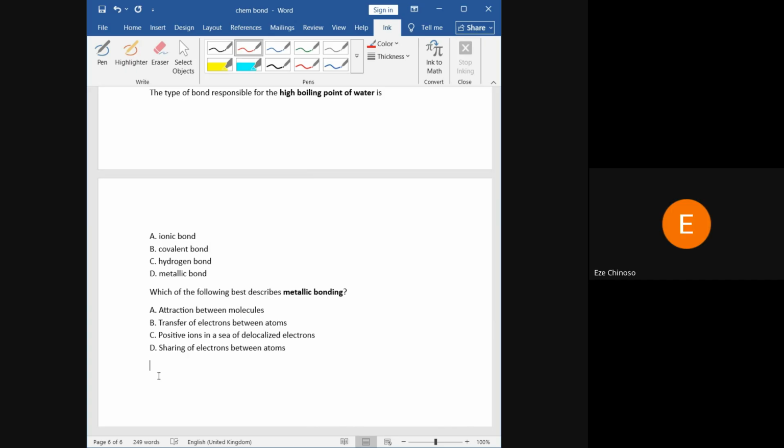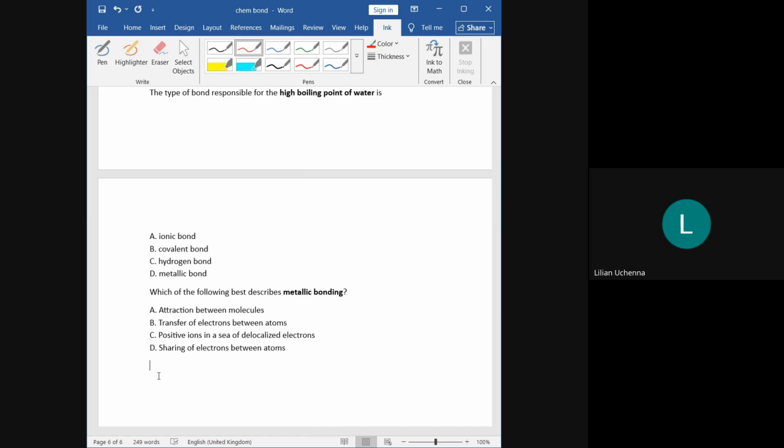Sir, I'm kind of skeptical about this. The positive ions and the delocalized electrons: metallic bonding. Which bond creates attraction between molecules? Anybody that can help us? Sometimes when you don't know the answer, you can use the options to get your answer. Transfer of electrons between atoms: what type of bond is that?